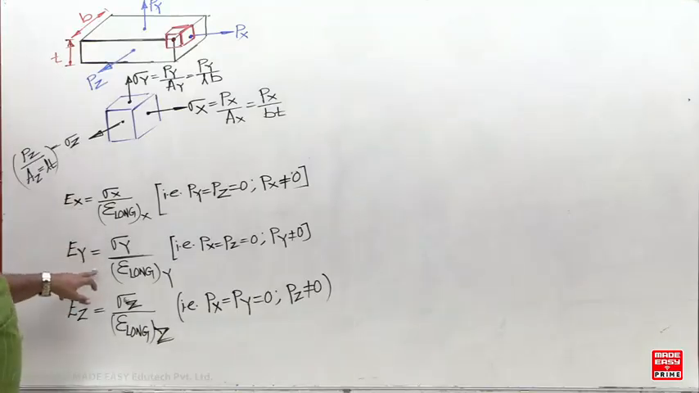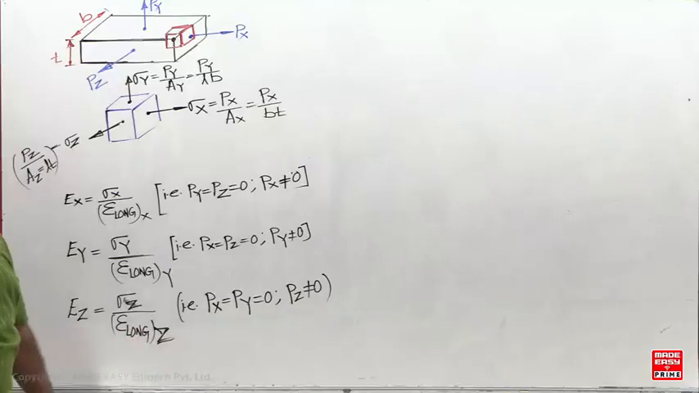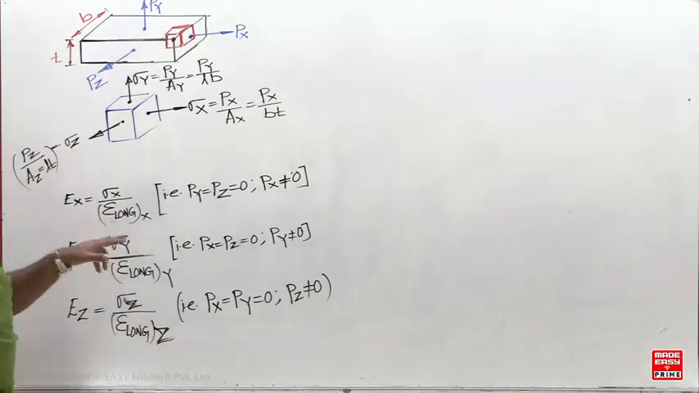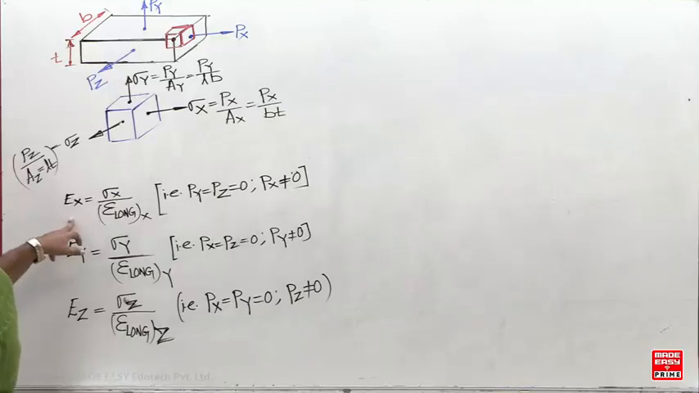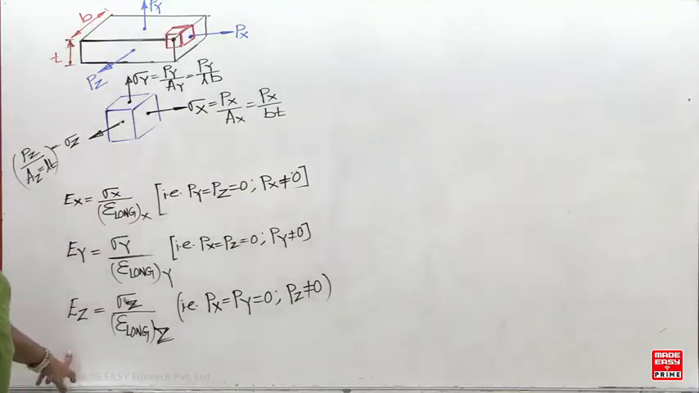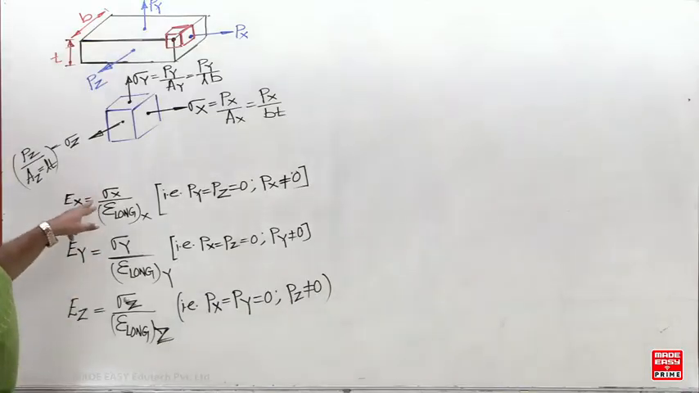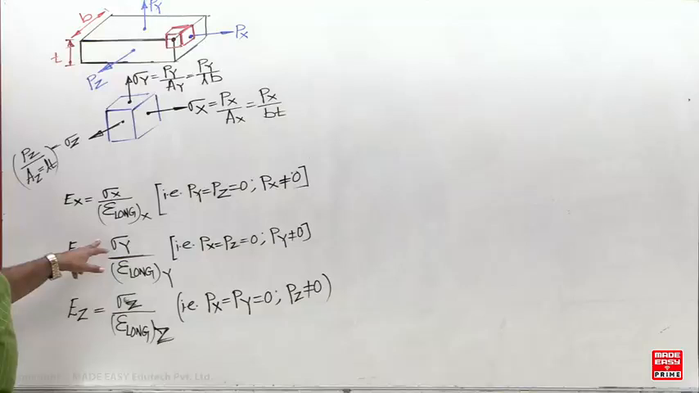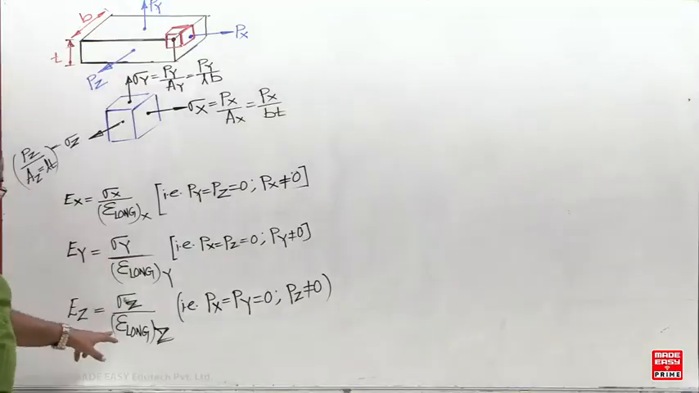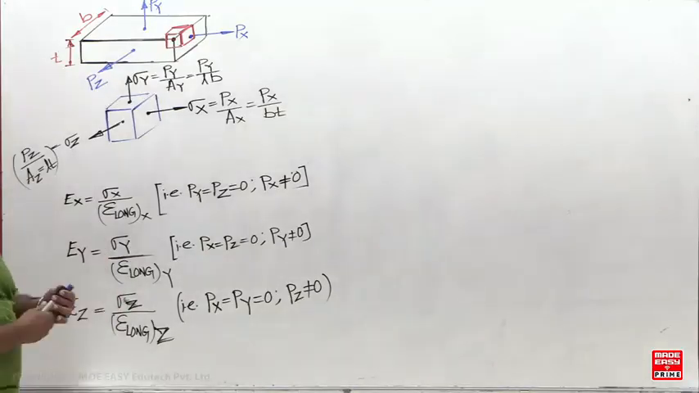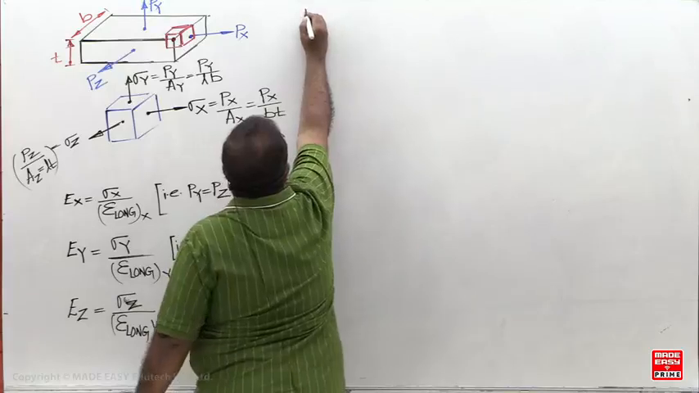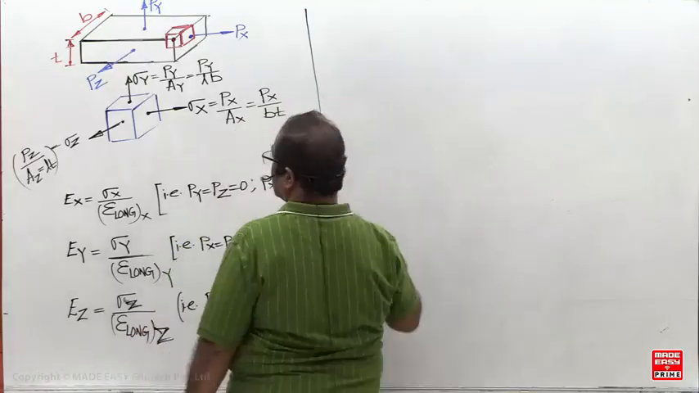Shall I use the first one or second one or third one? All are same because we are using an isotropic material. Isotropic material means what we have studied: Young's modulus in all directions is the same. Since we are assuming an isotropic material, Ex, Ey, Ez and E at an angle of theta are the same. So finally E is equal to what definition? Sigma x upon longitudinal strain in x direction, or sigma y upon longitudinal strain in y direction, or sigma z upon longitudinal strain in z direction. So what is the definition?